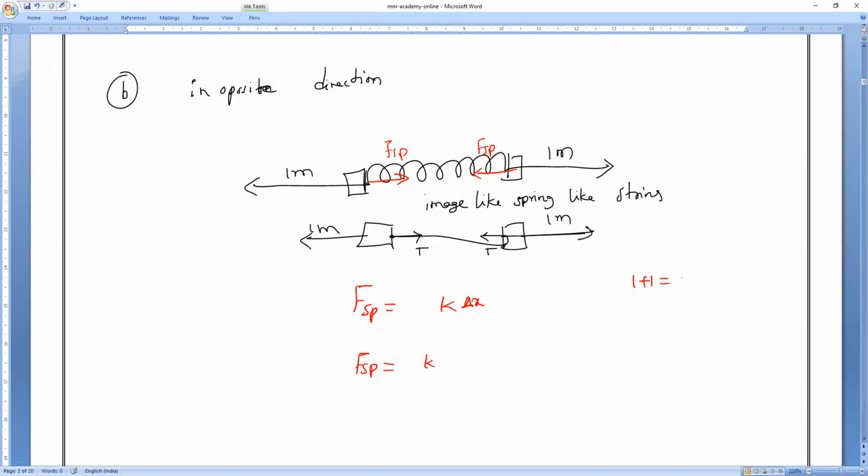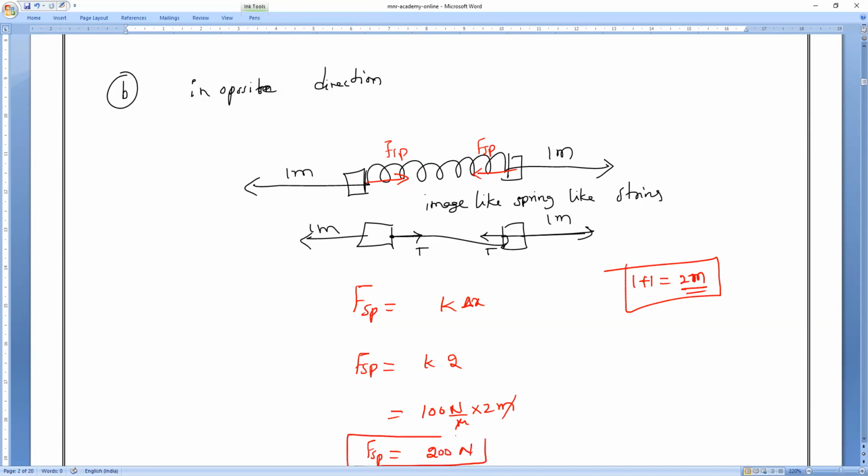So 1 plus 1, which equals how much totally? 2 meters. That is what it is. So k into 2. That's all it is. The k value, we all know, they have given as 100 Newton per meter, into this 2 meters. So the meter will get cancelled. What is the spring force, everybody? 200 Newton. Spring force is equal to 200 Newton.